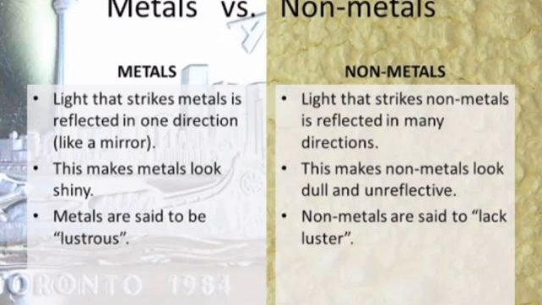Difference between metal and non-metal. Metal: light that strikes metal is reflected in one direction. Light that strikes non-metal is reflected in many directions. This makes a metal look shiny. This makes non-metal look dull and unreflective. Metals are said to be lustrous. Non-metals are said to lack luster.